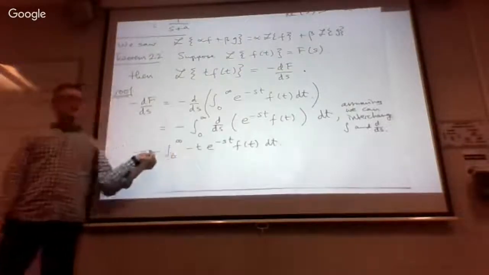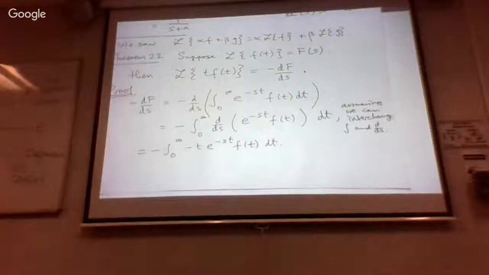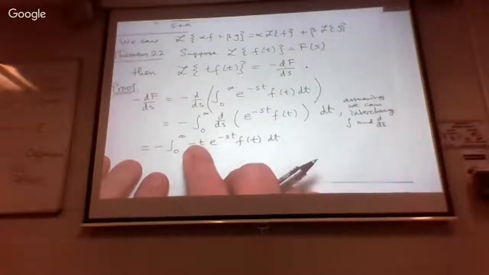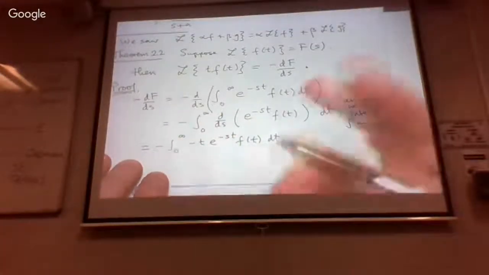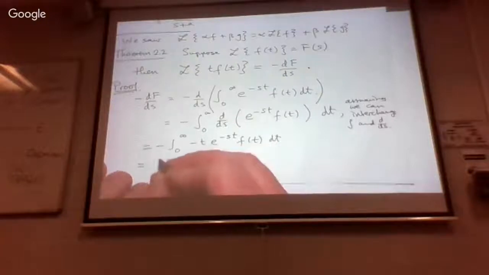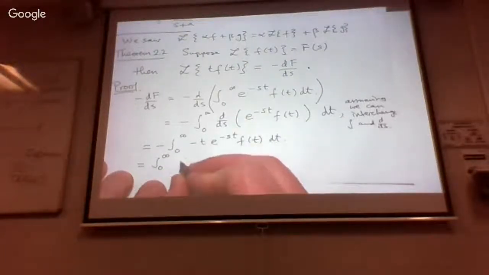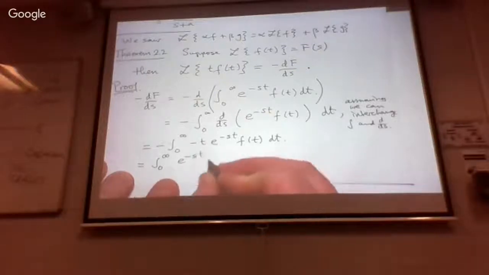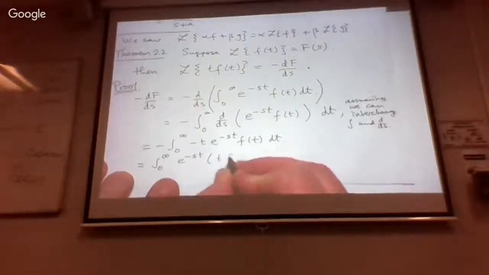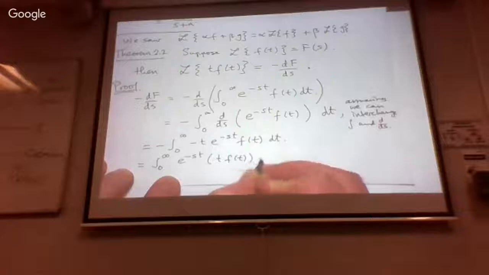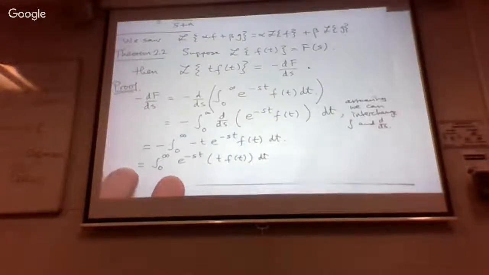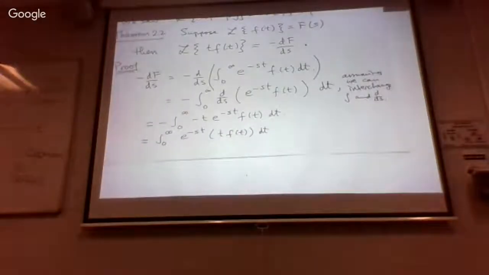You've got two minus signs there. They're going to cancel, because this factor of minus 1 can go outside the integral. So that's going to go away. And then just move stuff around here and just emphasize it. It's e to the minus st multiplied by t f of t dt.